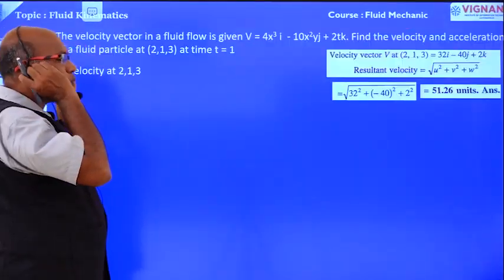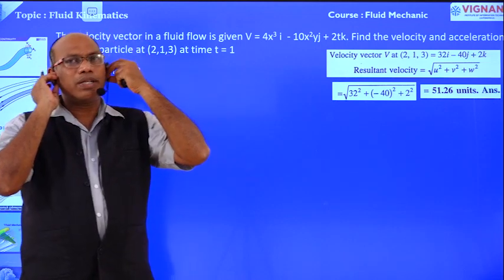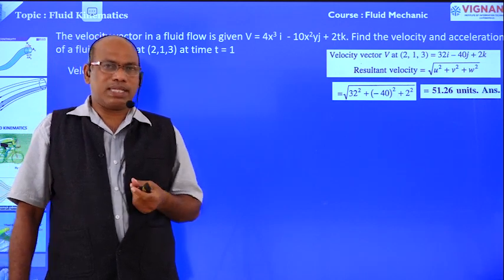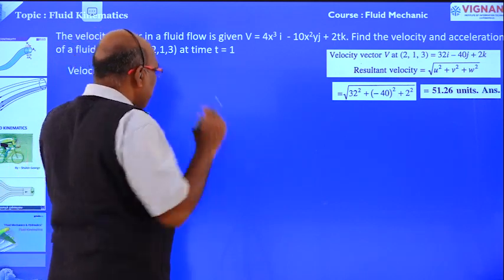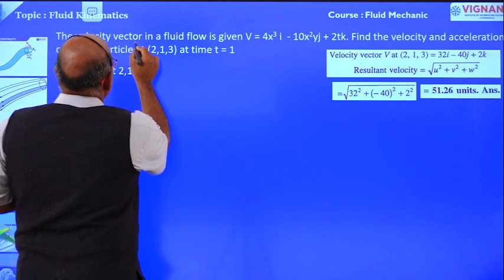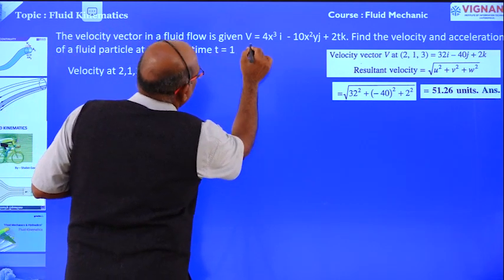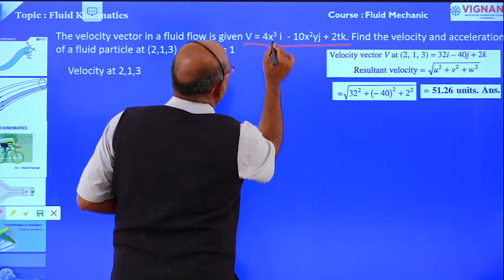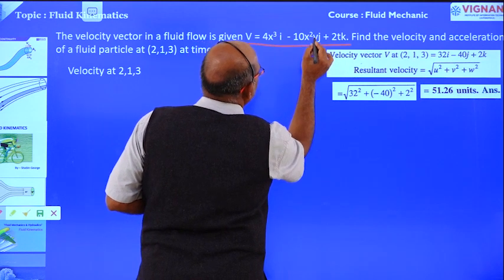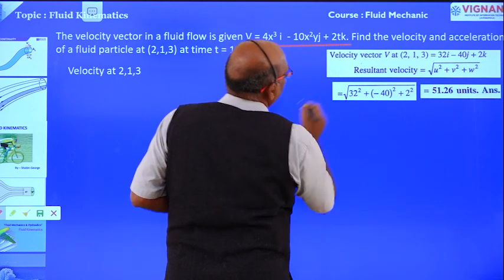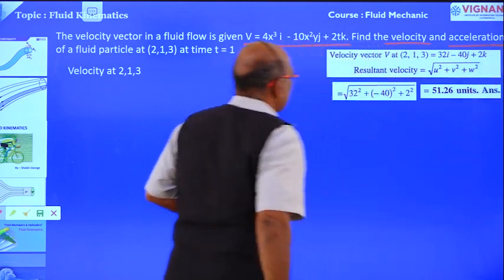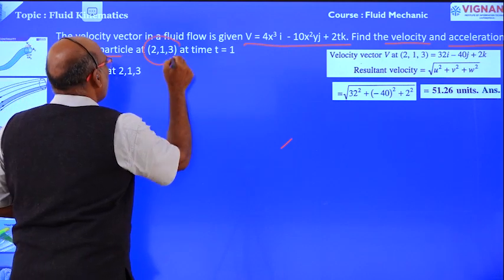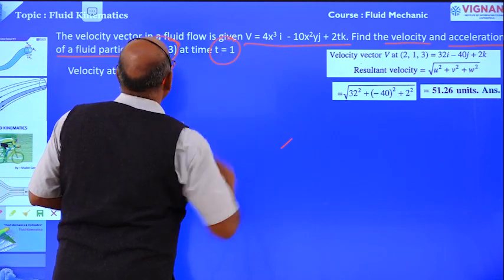We are going to solve one problem related to local acceleration and convective acceleration and also velocity. What is the problem here? The velocity vector in a fluid flow is given as 4x cube i minus 10x square y j plus 2t k. Find the velocity and acceleration of the fluid particle at point 2, 1, 3 at time t equal to 1.